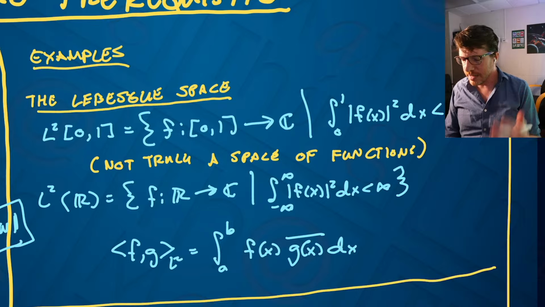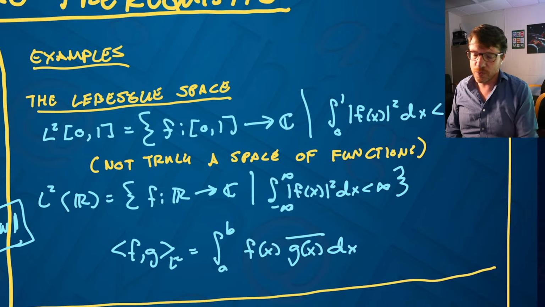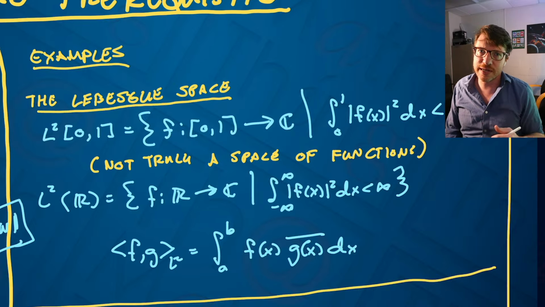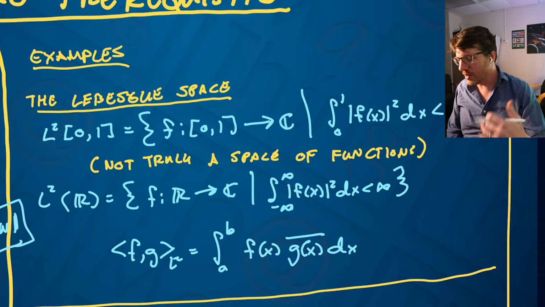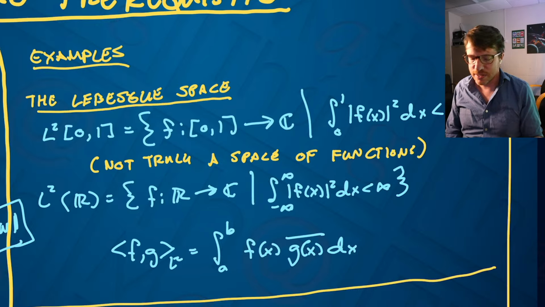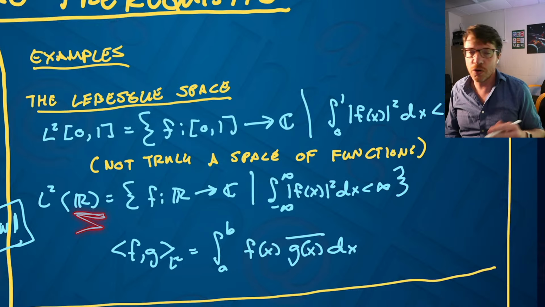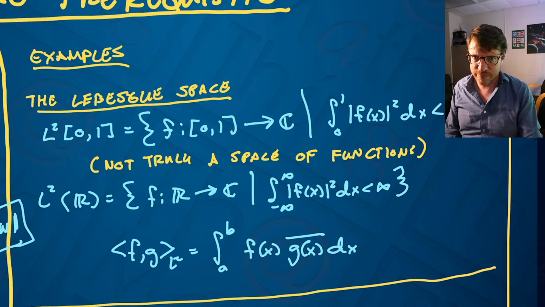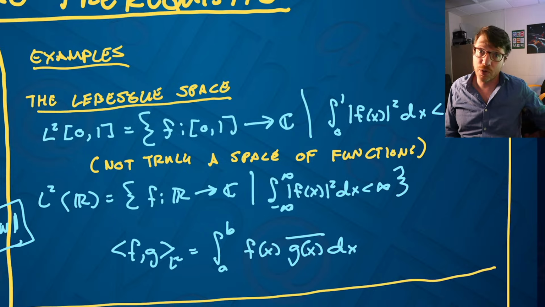So in L2 of 0, 1, you have polynomials, and those polynomials can approximate any other function inside of L2, and that's very nice. But over the reals, no polynomial is inside of L2, and that's just because they blow up to infinity as you go off to infinity, right?